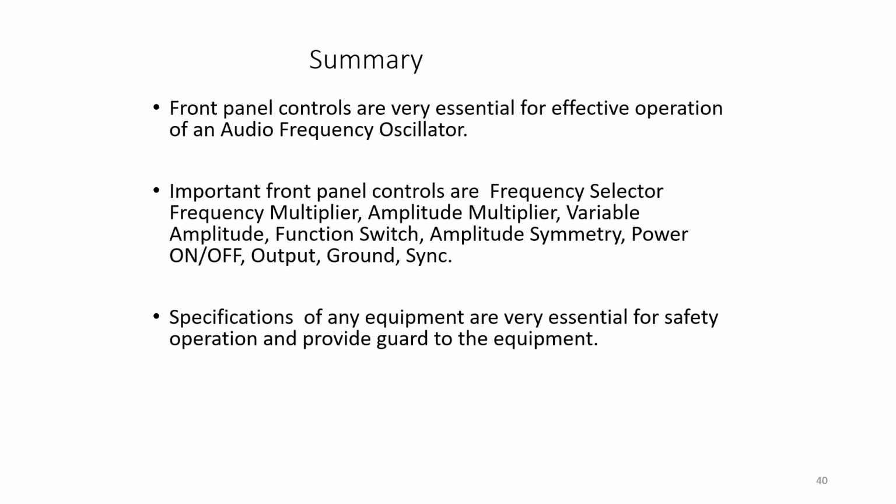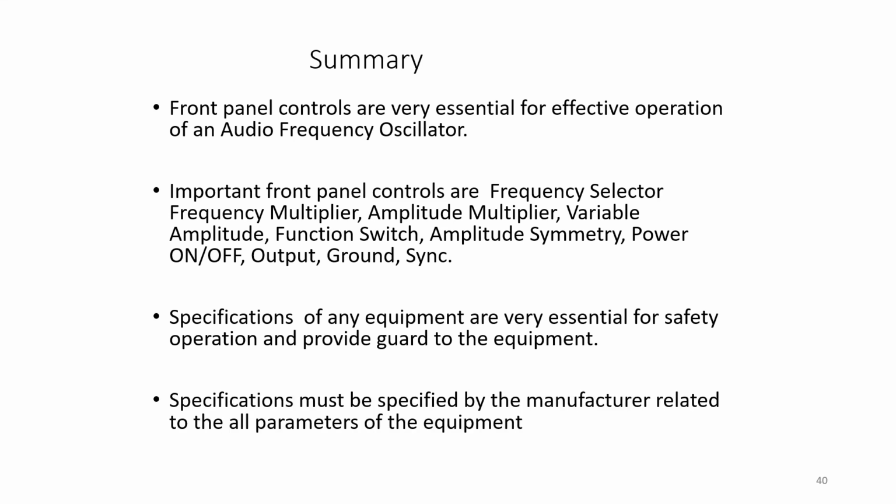The output of the Wien bridge oscillator goes to the function switch. The function switch directs the oscillator output either to the sine wave or the square wave shaper. At the output, we get either a square or a sine wave. We get a sine wave if the function switch is in sine wave position. We get a square wave if the switch is in square wave position.